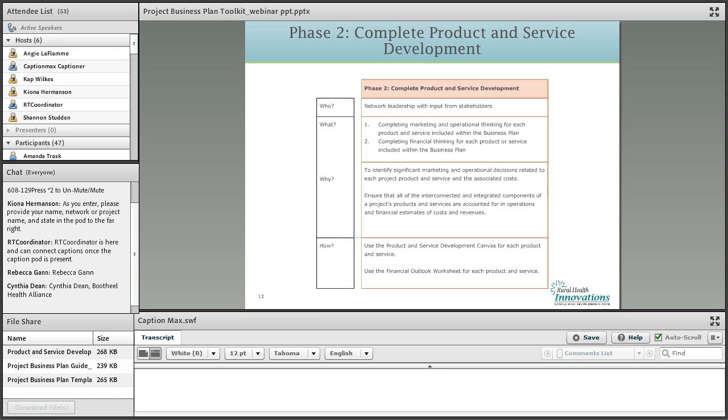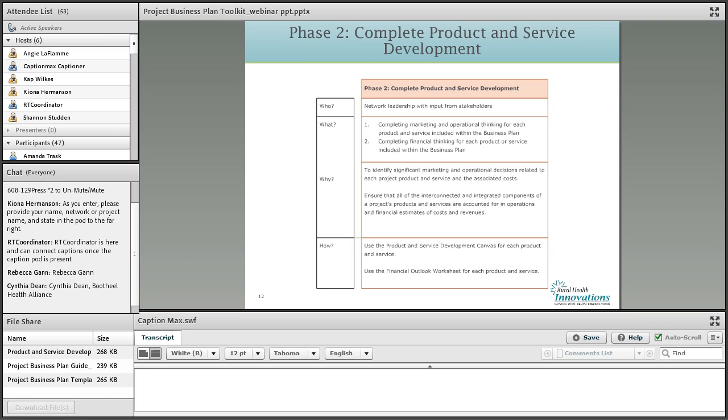So phase 2 is completing product and service development. This phase involves completing marketing, operational, and financial thinking for each of the products and services designed for your primary target and that are also key to your project's sustainability. The purpose of this section is to identify significant marketing and operational decisions related to each of your projects, products and services, and also their associated costs.